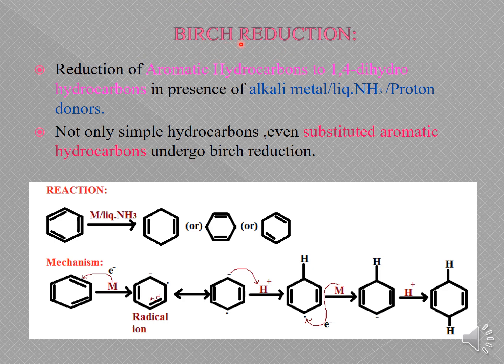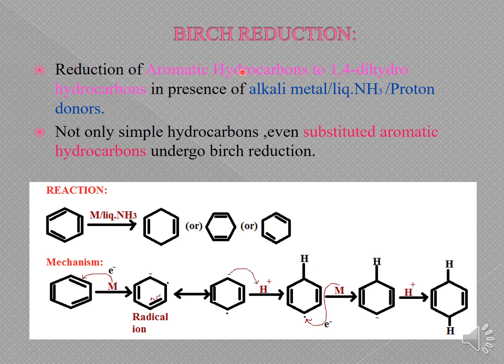In this Birch reduction, okay, what is Birch reduction? If you have any doubts, the aromatic hydrocarbons are converted into diene formation, that is, your 1,4-dihydro compounds. Okay, in the presence of sodium metal, an alkali metal, that is, sodium metal usually is used, along with liquid ammonia and proton donors. In the presence of this, when an aromatic hydrocarbon such as an arene compound or benzene is converted into dienes, that reduction is known as Birch reduction.